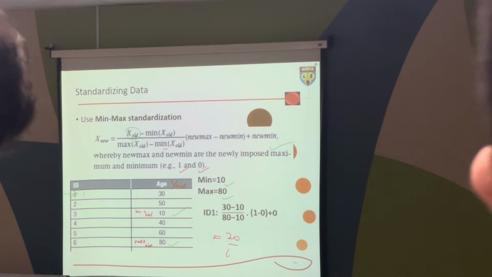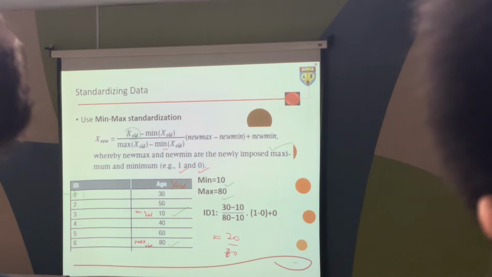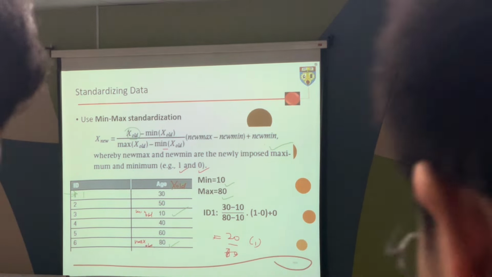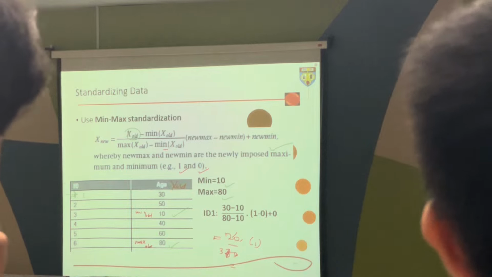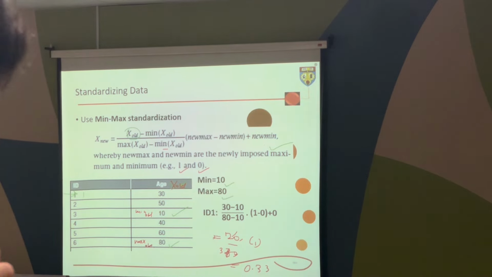Twenty divided by 70, which is 1 over 3, so 0.3. Right? Can check.